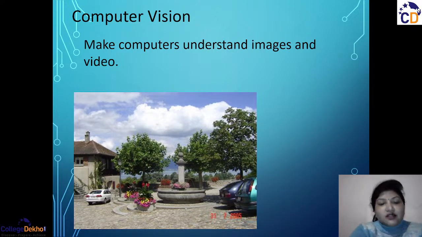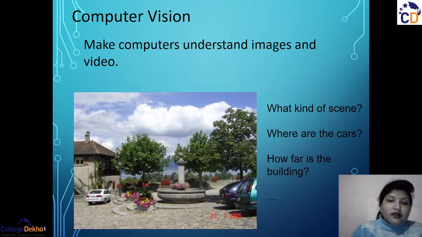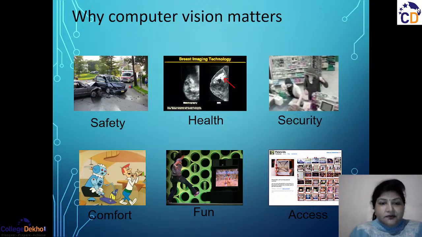Now let us discuss some of the applications of computer vision. In this, I have already told you what kind of sign this is, where the cars are, how far the building is, that there are different trees in this, and what the heights of the trees are. So all these things need to be considered in computer vision. Now what are the other things we have in computer vision?